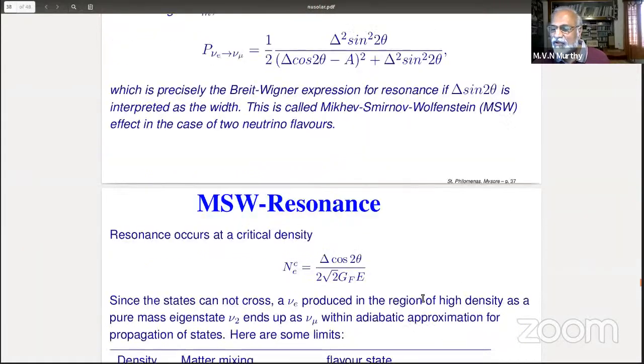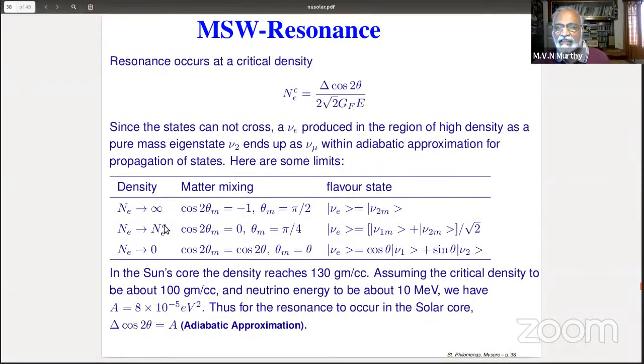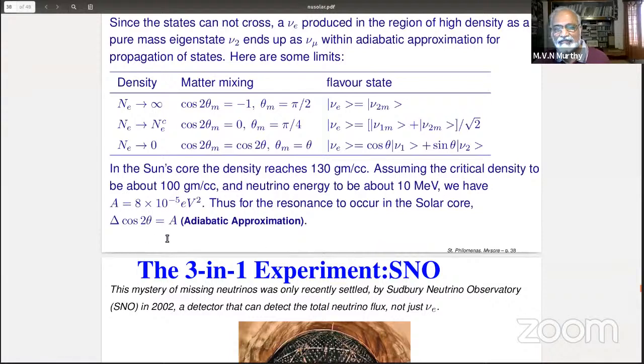Then the electron neutrino is an equal mixture of both matter eigenstates, and as density goes to 0, it emerges as its original flavor, which is electron neutrino, cos theta nu 1 and sin theta nu 2. So this scenario is in the adiabatic approximation. Okay.